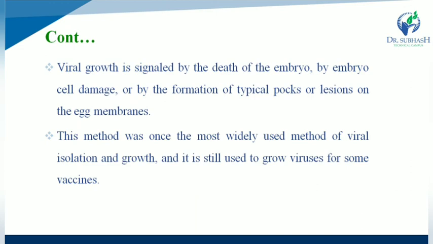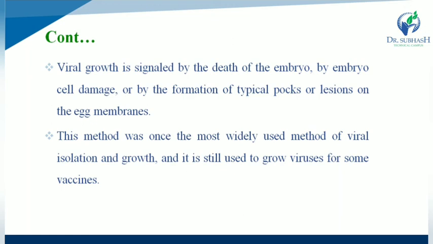Viral growth is signaled by the death of the embryo, by embryo cell damage, or by the formation of typical pocks or lesions on the egg membranes. So how do we identify whether viral growth has occurred or not? Viral growth is identified by the death of the embryo, by embryo cell damage, or by the formation of typical pocks or lesions on the egg membranes.